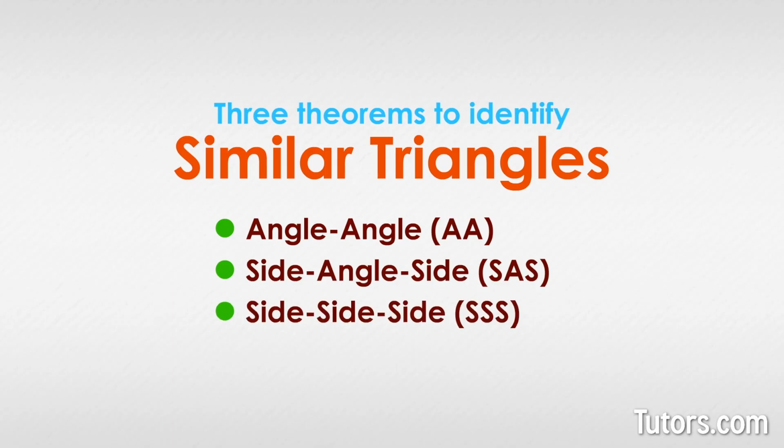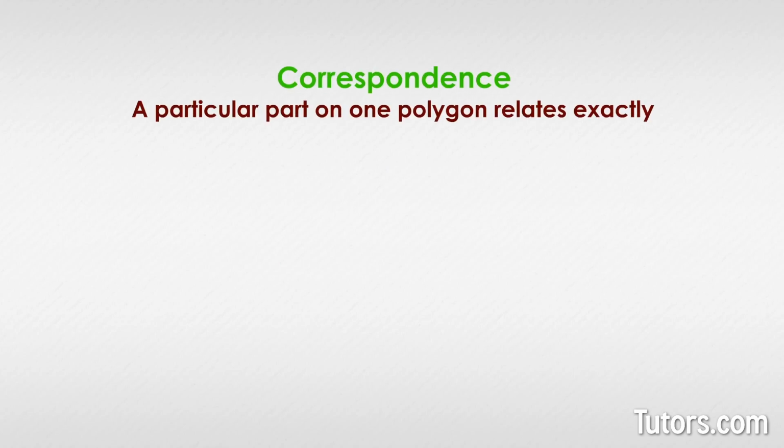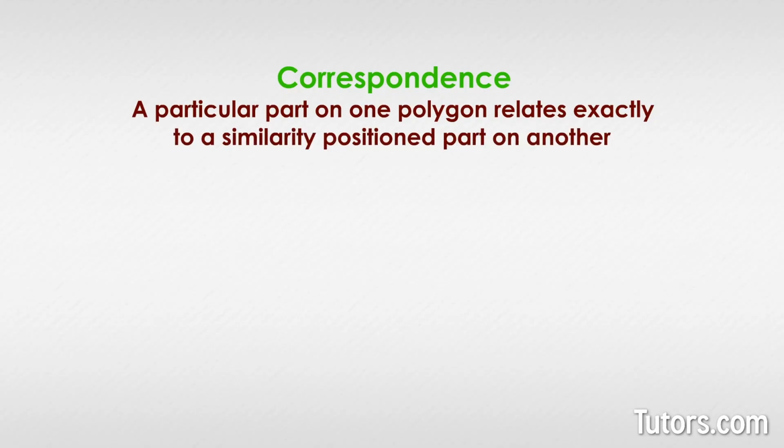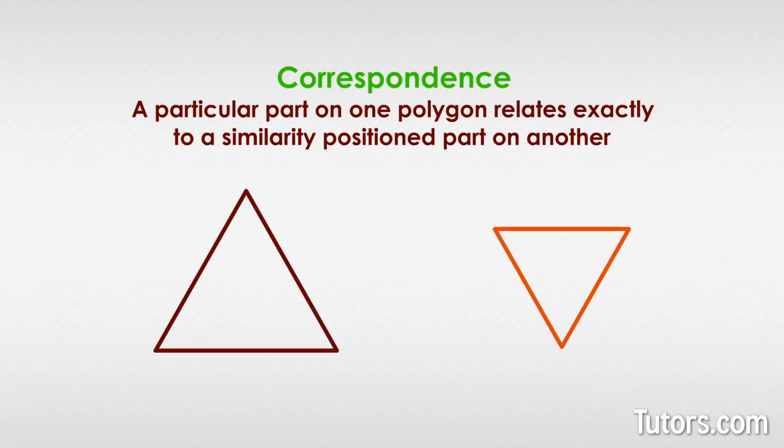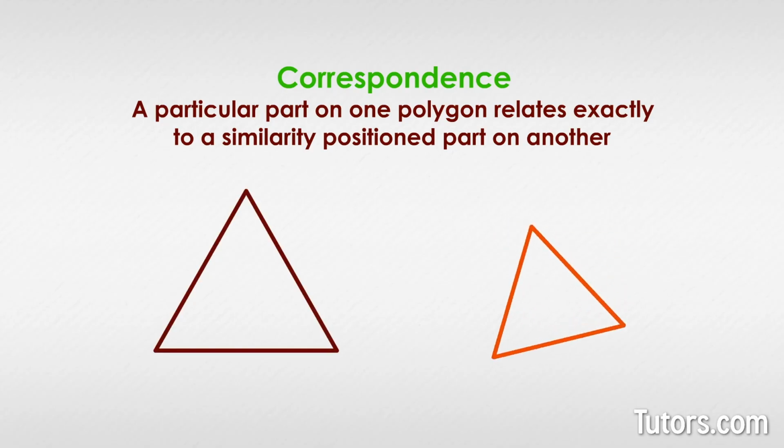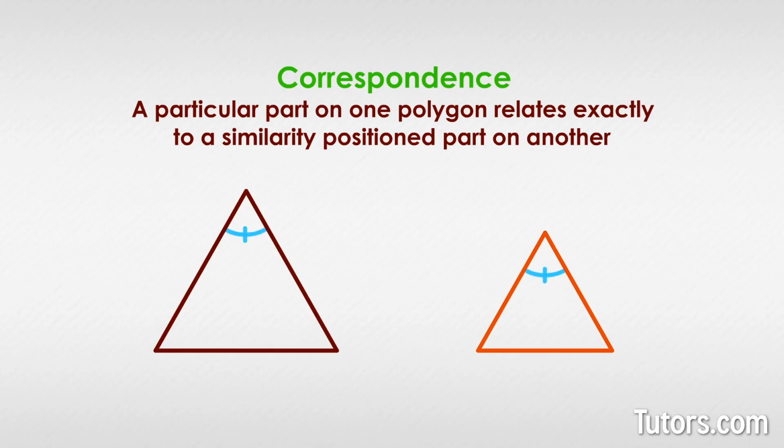First, you must know that the three theorems for similarity in triangles depend upon corresponding angles. In geometry, correspondence means that a particular part on one polygon relates exactly to a similarly positioned part on another. If two triangles are oriented differently from each other, but you can rotate them to orient them in the same way and see that their angles are alike, you can say those angles correspond, or that they are corresponding angles.